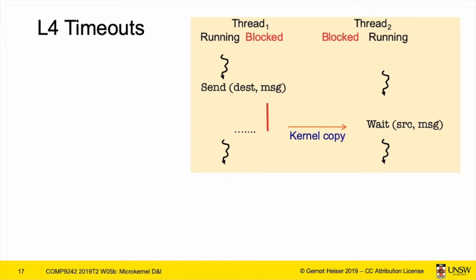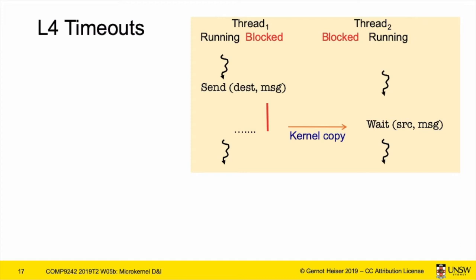So another thing we had was timeouts. So the idea here is you have two processes that communicate via IPC. So one does a send, the other does a wait. And the kernel then copies the messages in between. The point is these things should be mutually distrusting, right? You shouldn't have to trust that the other side plays fair.